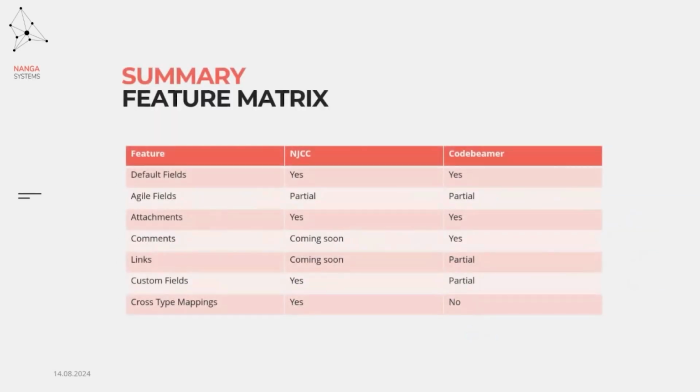So let us summarize some of these aspects here. Default fields, both solutions can deal with them. Agile fields also, but sometimes a bit partial. Attachments, yes, both tools can support you with attachments. Comments are just available in the built-in solution, but coming soon for our solution. Links the same. For custom fields, we support all custom fields which are possible, and Codebeamer just partial, as I said. Cross-type mappings, the Jira Codebeamer connector supports custom cross-type mappings, the built-in solution not.